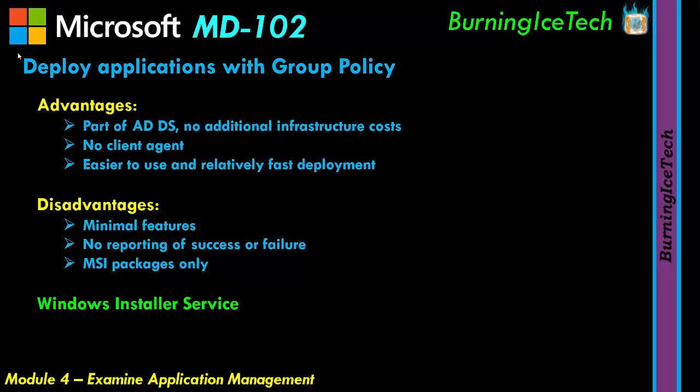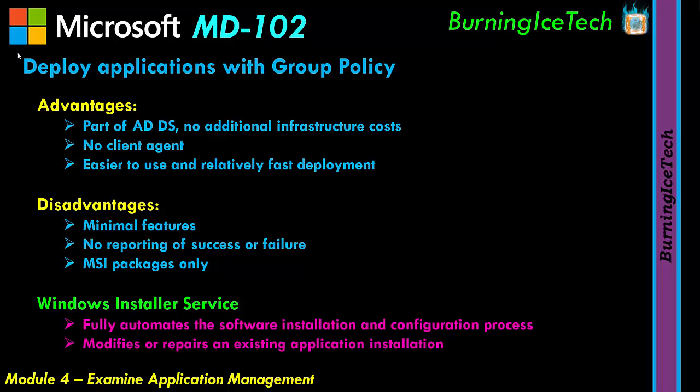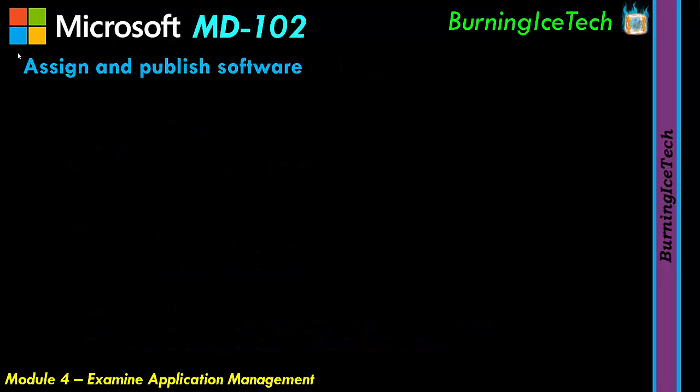Now, as for Windows Installer service, which was mentioned earlier, this fully automates the software installation and configuration process. And it modifies or repairs an existing application. Huh? How about that? Anyway, let's move on over to the topic of assigning and publishing software. Let's mention some of the differences between assigning an application and publishing an application, since a lot of folks tend to get confused by these two.